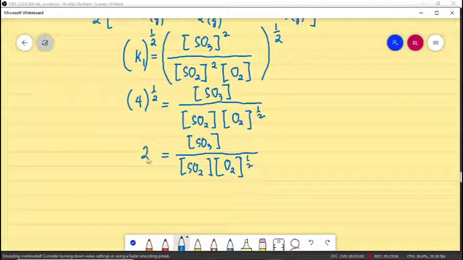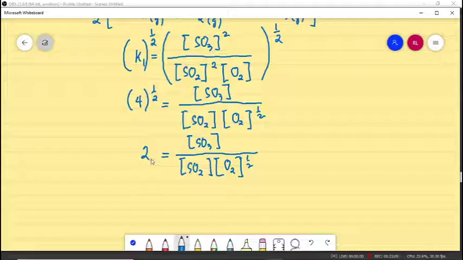So what will happen to the value of the equilibrium constant when you divide the equation by 2? When you divide the equation by 2, you have to get the square root of your equilibrium constant. It's the opposite of multiplying the equation by a certain number.